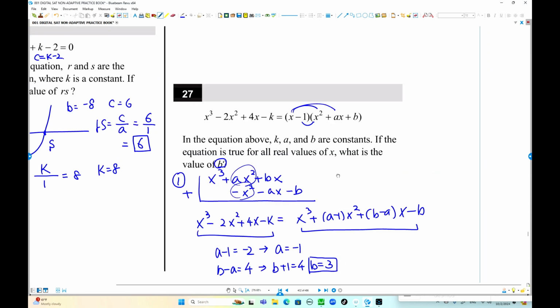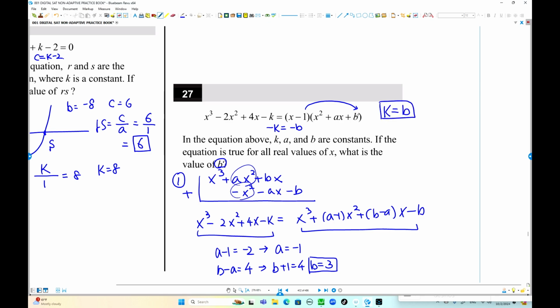Or you can solve this way. Instead of expanding every term, actually b looks like it equals k, right? The constant term on the left is negative k. Here the constant term is negative b, right? So negative k equals negative b, isn't it? Negative 1 times b only will contribute the constant. So actually k equals b. So try to find k, right?